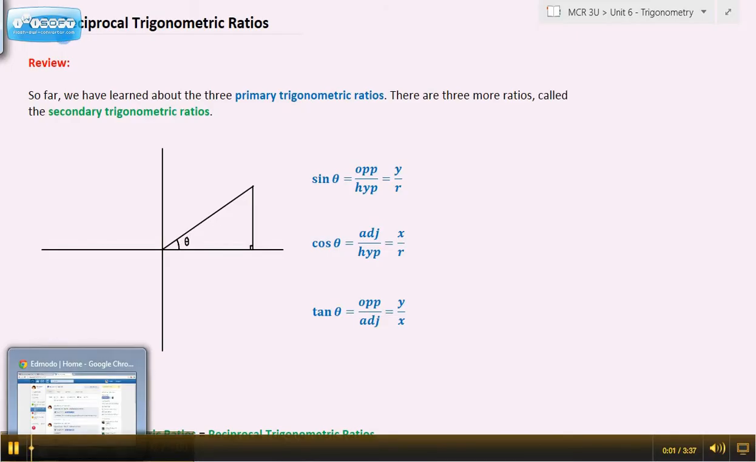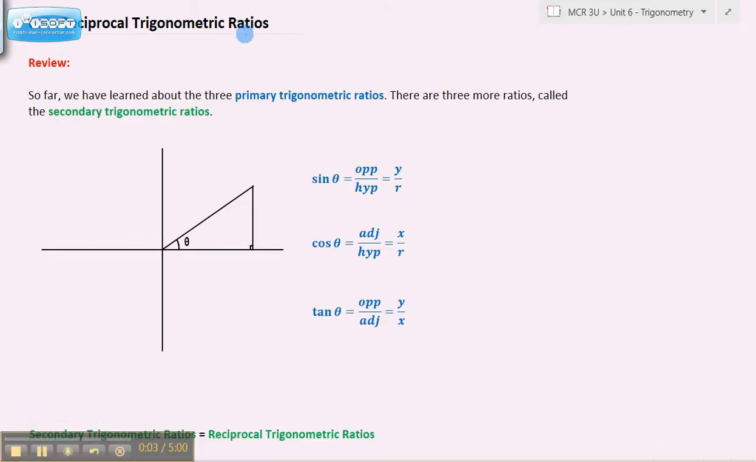Class, today we're going to talk about reciprocal trigonometric ratios. So far in the past you've learned about what we call the primary trigonometric ratios, which are sine, cos, and tan. Today I'm going to teach you the three more ratios, which we call the secondary trigonometric ratios.